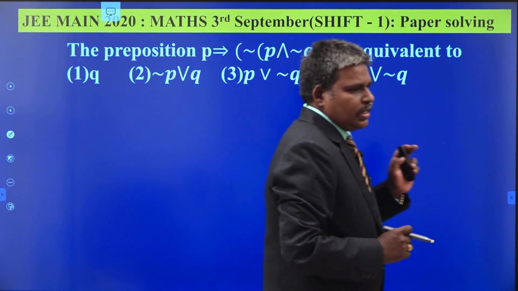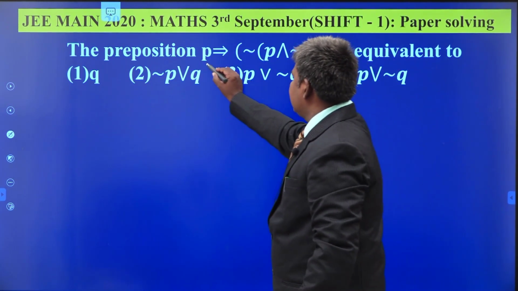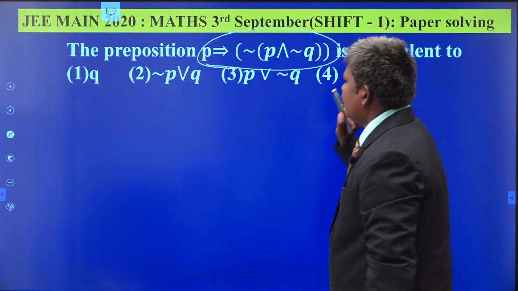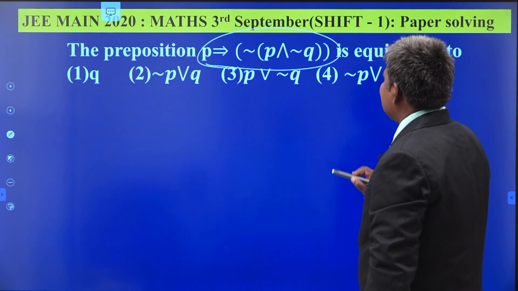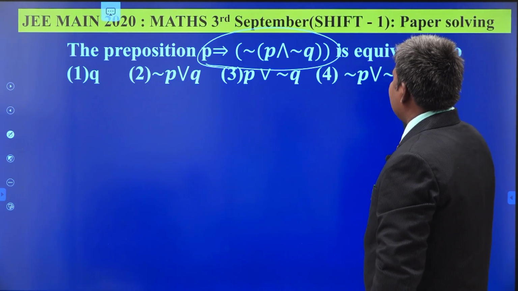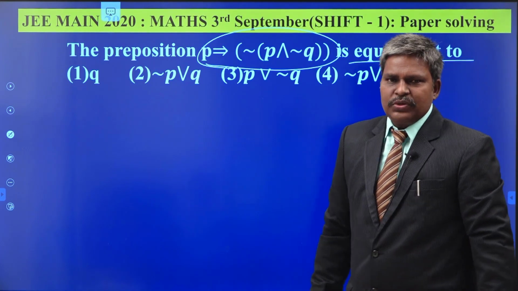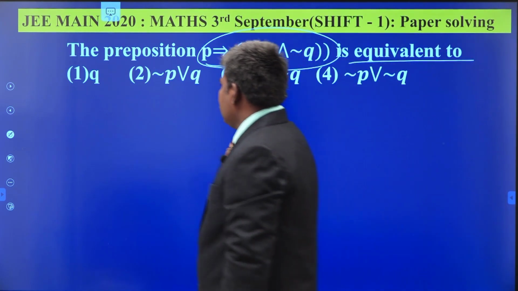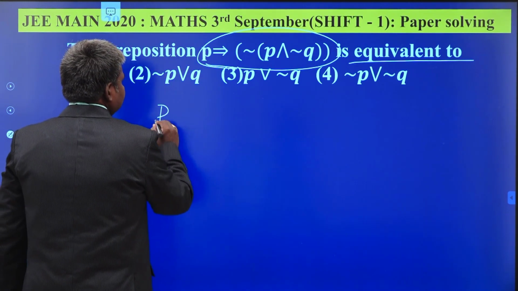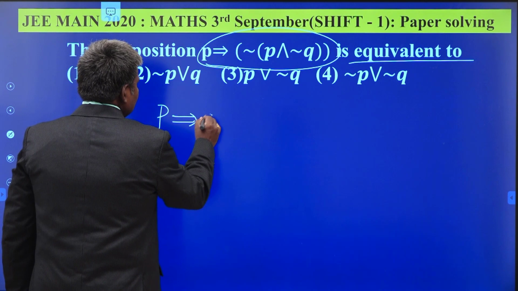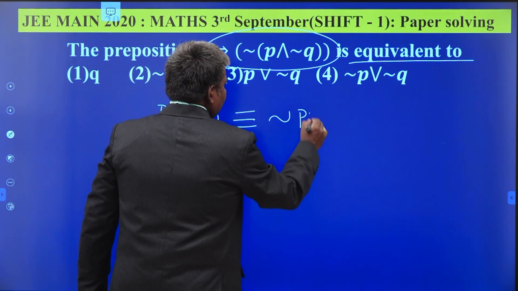See this one, this is related to a mathematical reasoning question. One question must be asked in your JEE. The proposition P implies Q, negation of P and negation of Q, is equivalent to what? Which is equivalent to what? This is the question. So to solve this question, we have to know this equality. P implies Q is equivalent to negation of P or Q.